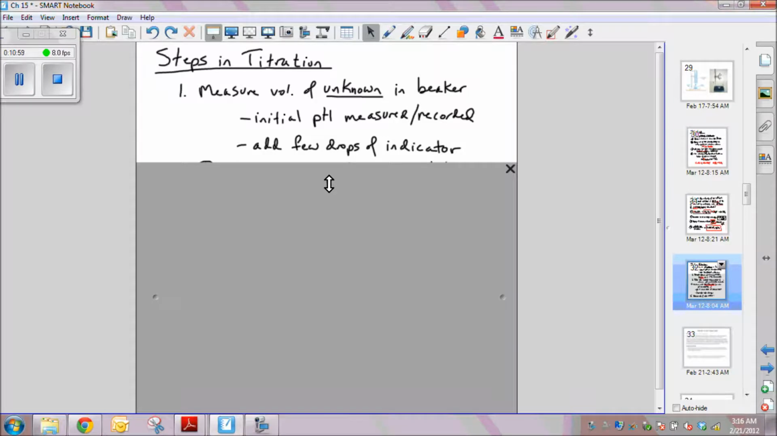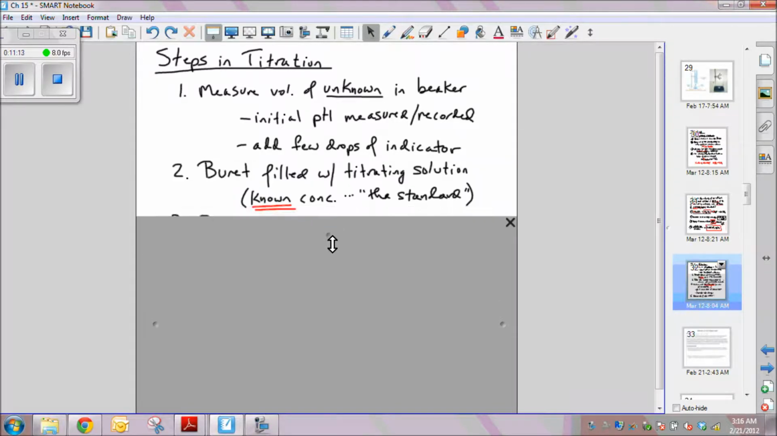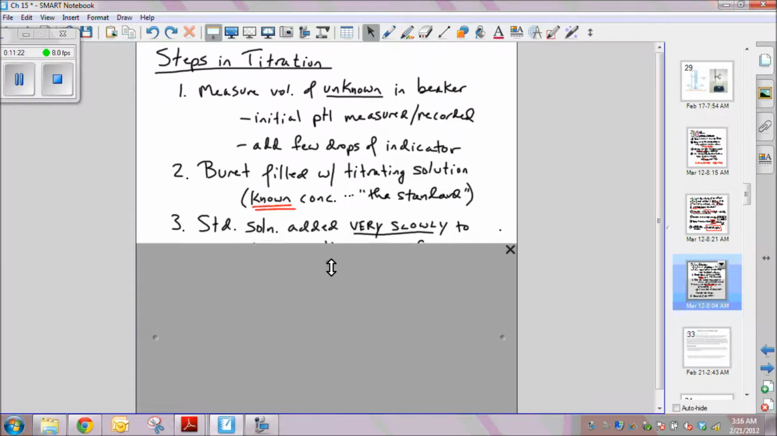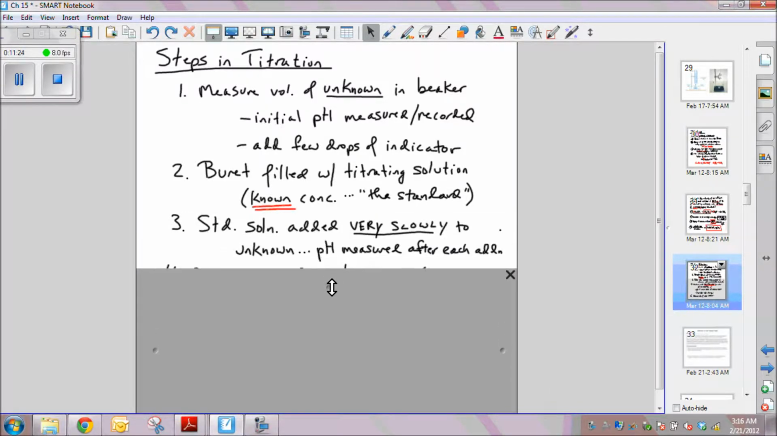So the steps of a titration are this. First, you measure a volume of unknown in the beaker, very carefully measured volume. In our previous example, we had 10 milliliters of the unknown sulfuric acid. Then you add some indicator and measure the pH and move on to your next step. You have a full burette filled with your known concentration of your standard, sometimes called the titrant. And very slowly you start adding that to the unknown.